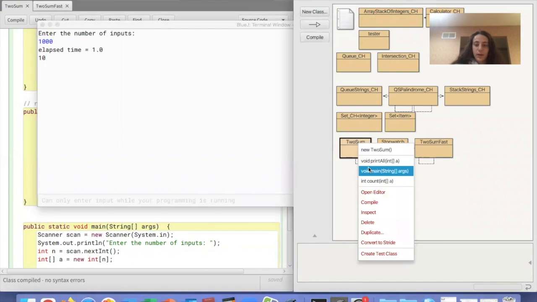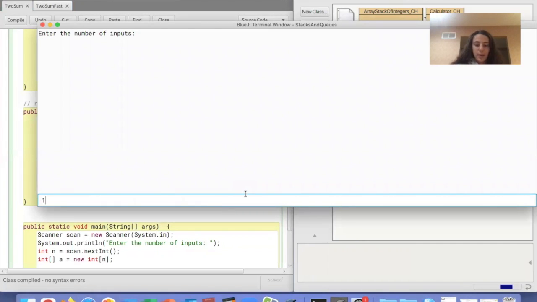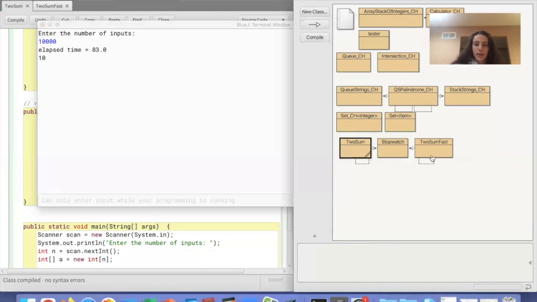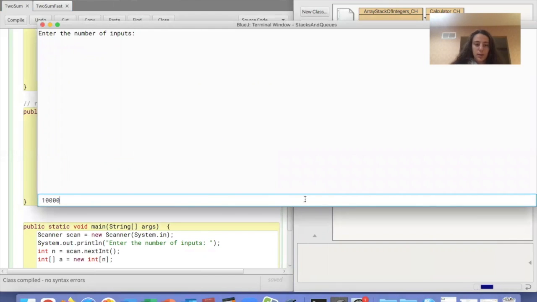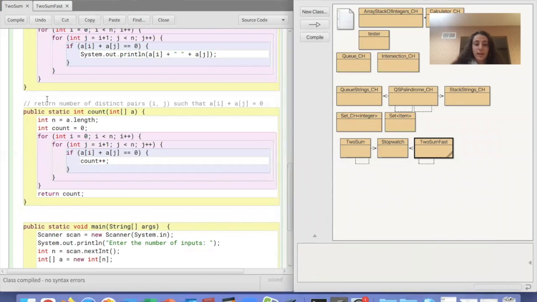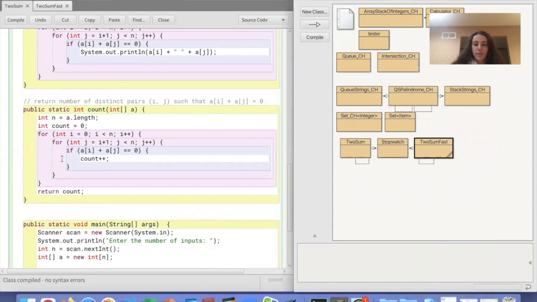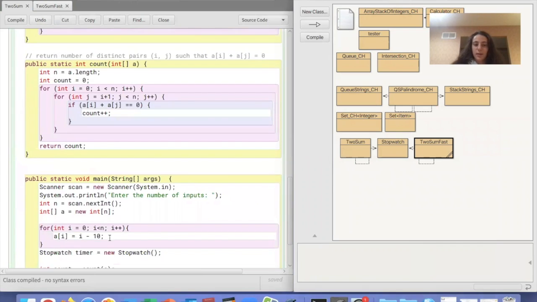Now, if we increase n to 10,000, for twosum, the elapsed time is 83 milliseconds, and for twosum fast, the elapsed time is 3 milliseconds. So as you can see, twosum fast is increasing at a much, much smaller rate than twosum, and that is why it is more efficient. And they still give the same answer. The number of pairs was 10 every time because that's what the array was filled with, to make it the same every time for comparison.